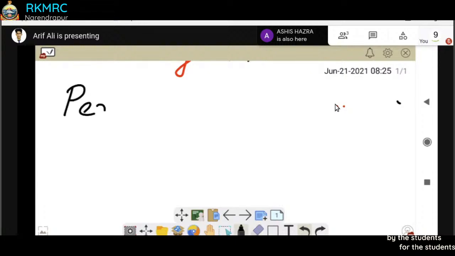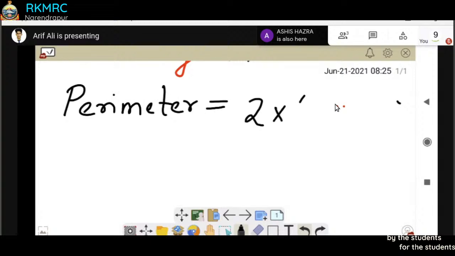So perimeter of rectangle is sum of all the sides. The formula is 2 into (A plus B) unit. So from where is this 2 coming? Let us expand this.